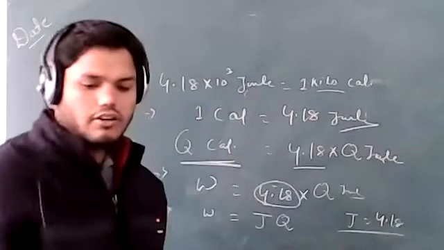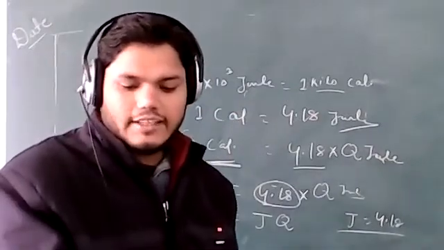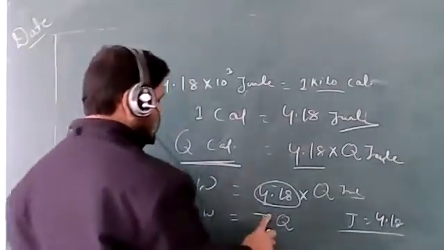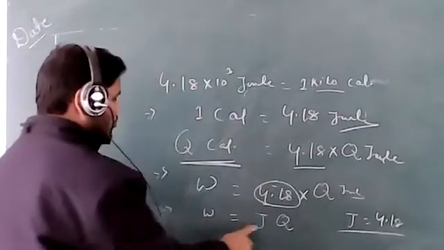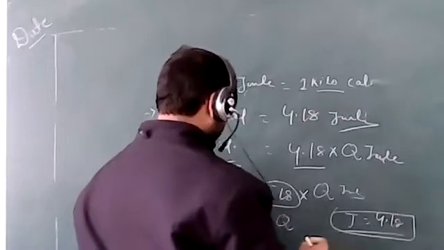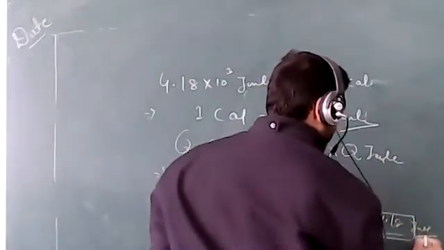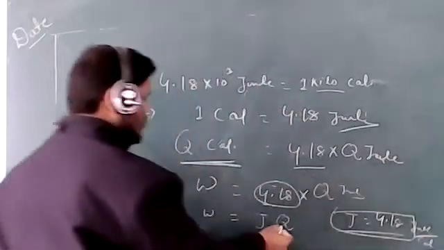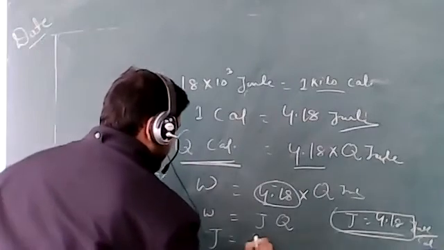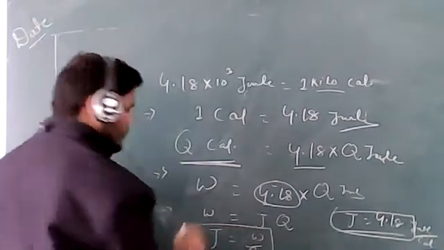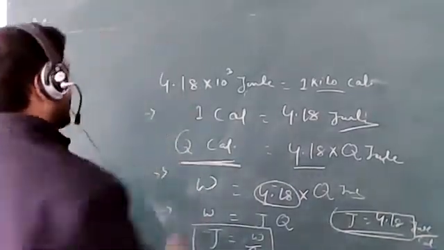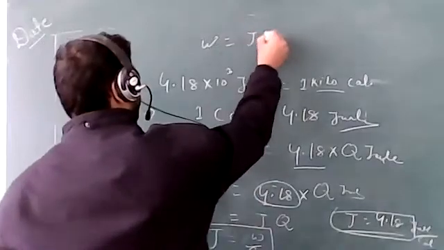J is called the conversion factor, and it is also called the mechanical equivalent of heat. So W equals J into Q. The J value is 4.18 joules per calorie. That means J equals W upon Q. So W equals J into Q.